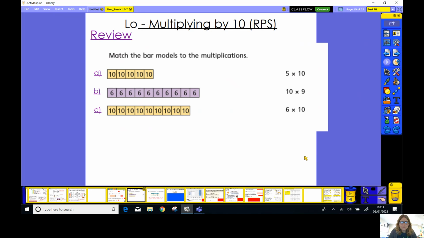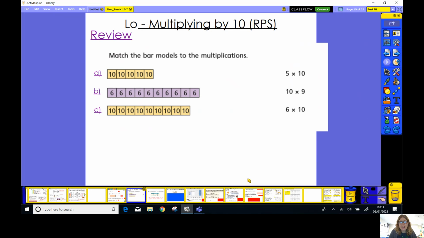We're going to write review, and your review is from yesterday. This is what I'd like you to do. I want you to match the bar models to the correct multiplication. So we have 5 times 10, 10 times 9, and 6 times 10. Or another way of saying it would be 5 lots of 10, 10 lots of 9, or 9 lots of 10, and 6 lots of 10 or 10 lots of 6. So I'd like you to see if you can match those up.